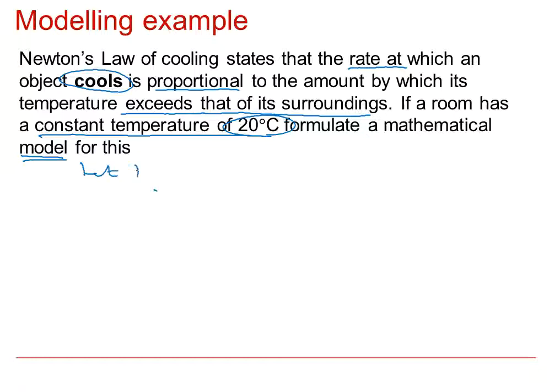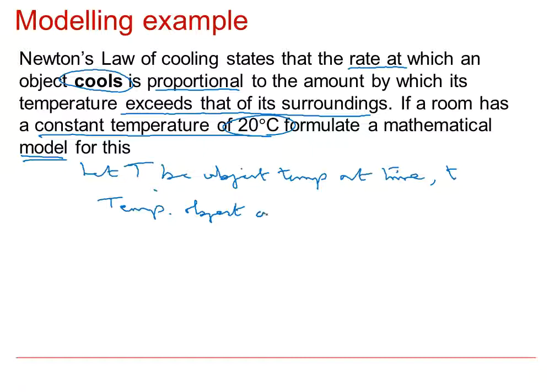So let capital T be the object temperature at time little t. So capital T is the temperature of the object at time little t. The temperature of the object above the room temperature. So what's the difference between the object's temperature and the room temperature is going to be T minus the temperature of the room, which is 20. And now we can start to think about the rate of cooling.